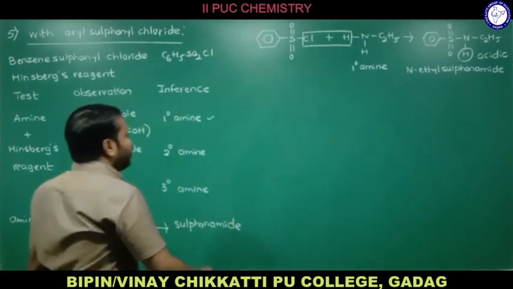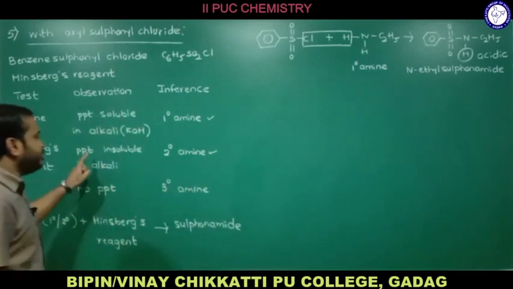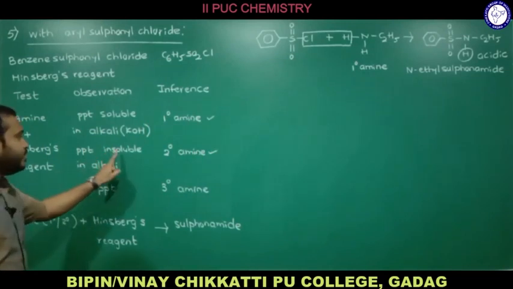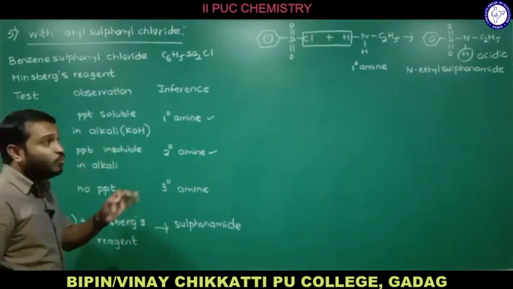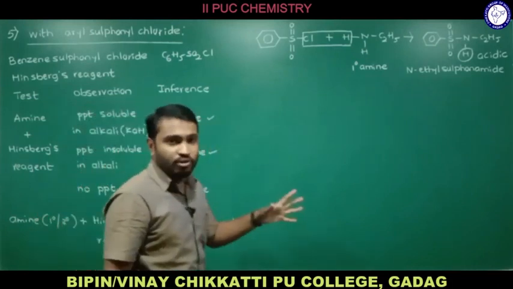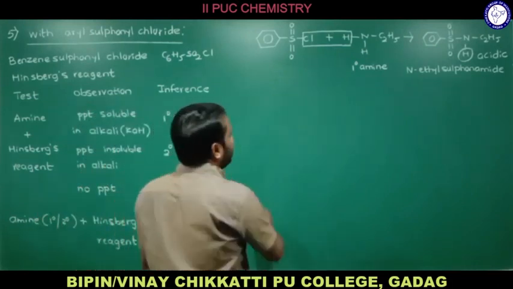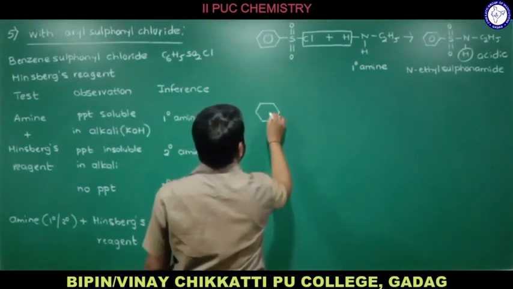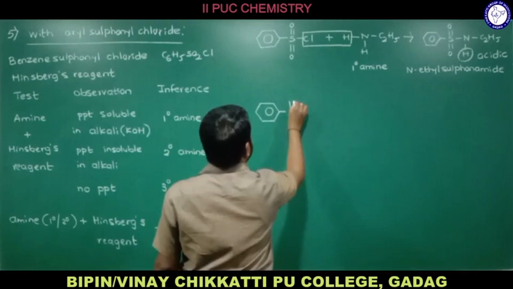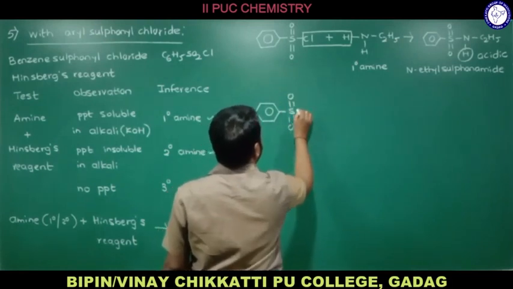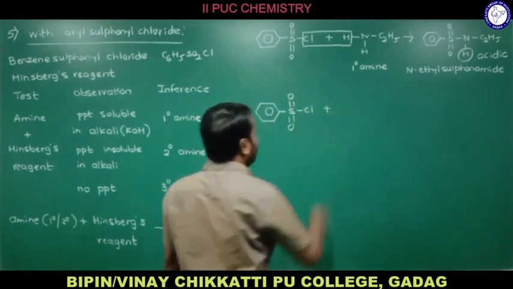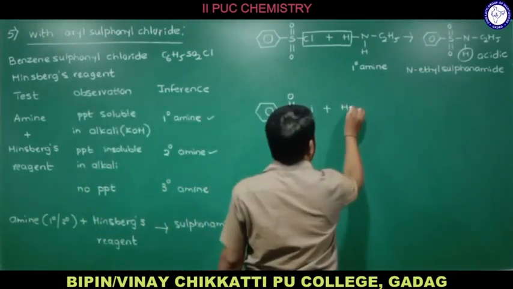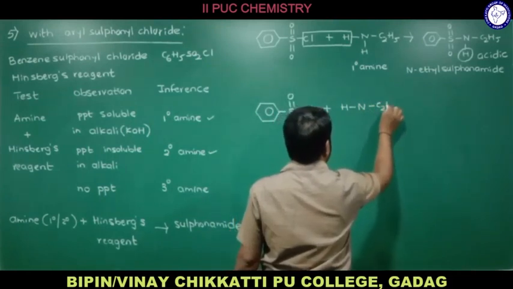Now we'll see, if you consider a secondary amine we get a precipitate. We get a sulfonamide, but that precipitate is insoluble in alkali. So now we'll see why the particular precipitate that we get is insoluble in alkali. Let me write a reaction for that. So now I need to consider the structure of benzene sulfonyl chloride. So S double bond O Cl I write here. Now I need to consider one simple example for a secondary amine. So I am going to consider this particular example for a secondary amine.